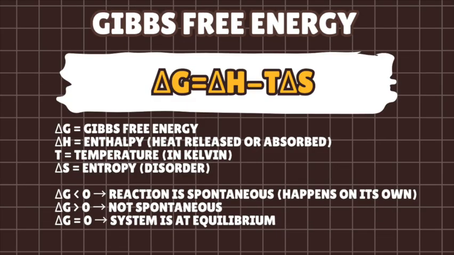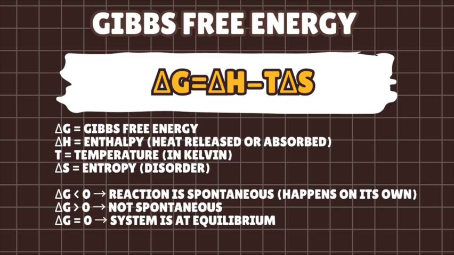The way we discuss thermodynamics can be shown in this mathematical equation called the Gibbs free energy equation, which reads delta G equals delta H minus T times delta S. Delta G is Gibbs free energy. Delta H is enthalpy, or heat released or absorbed. T is temperature, which has to be in Kelvin. Delta S is entropy, or disorder.